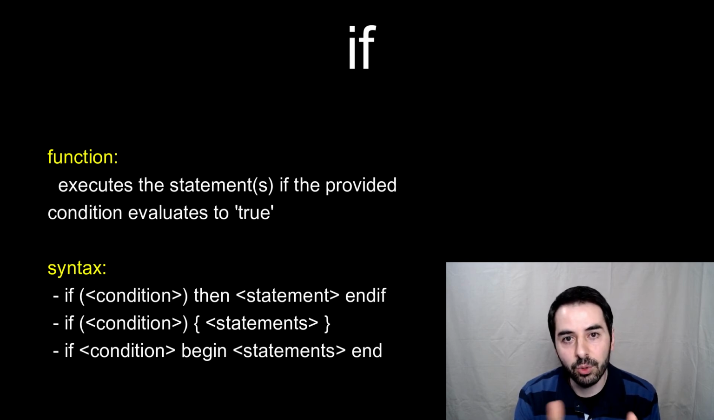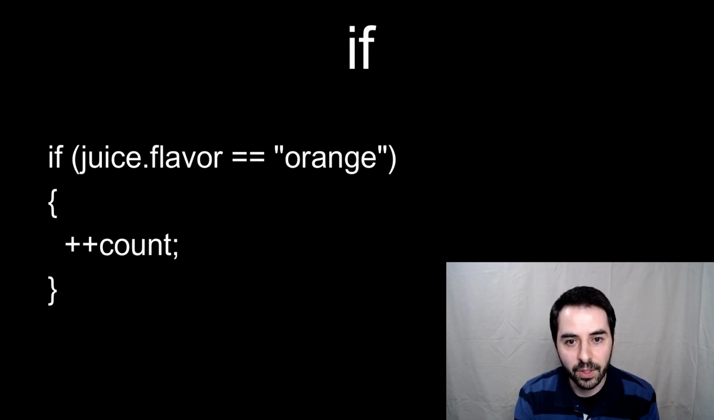So that's the most primitive form, and the practical example is again our orange juice problem. We can write: if juice.flavor equals orange, then increment count. So that would be a good use of this if statement.